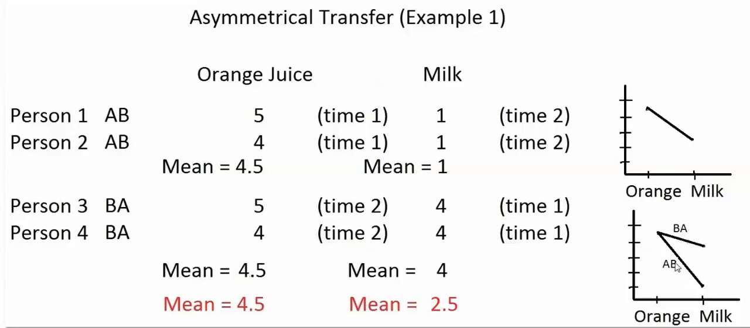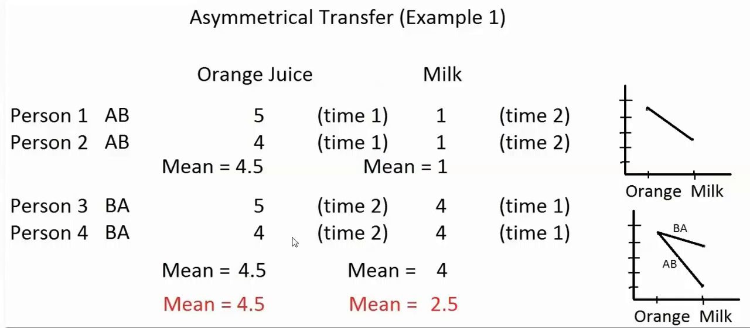Since we have this interaction in our data set, we can see that we have asymmetrical transfer in our data set. When you have asymmetrical transfer in your data set, like we have here, then the overall difference between the mean of condition 1 and the mean of condition 2 will be skewed. It'll either be exaggerated or it'll be shrunken down.